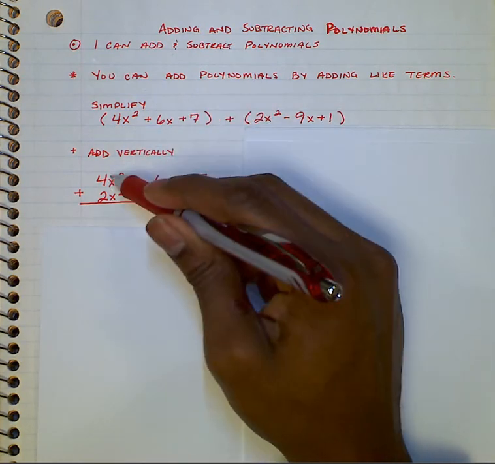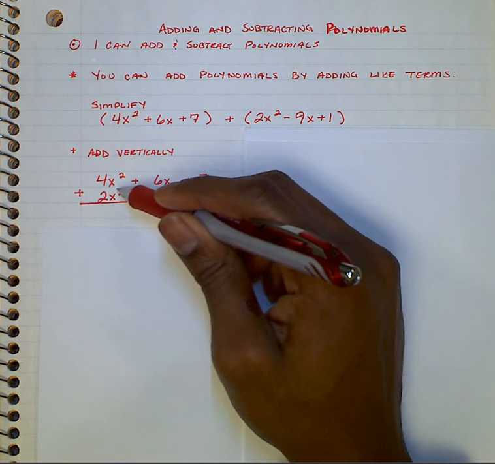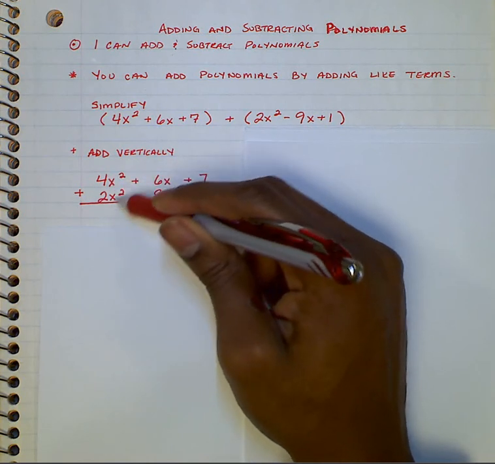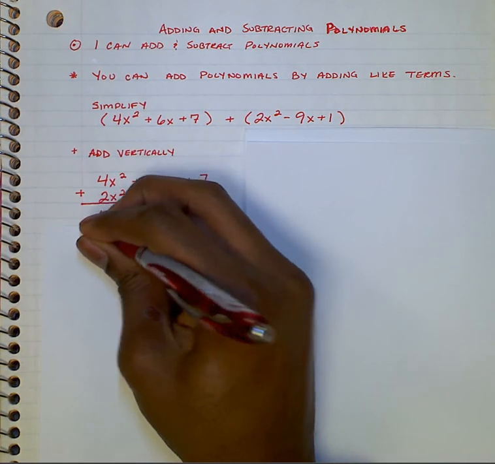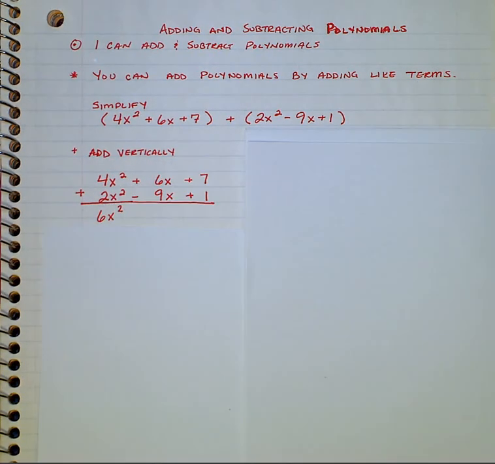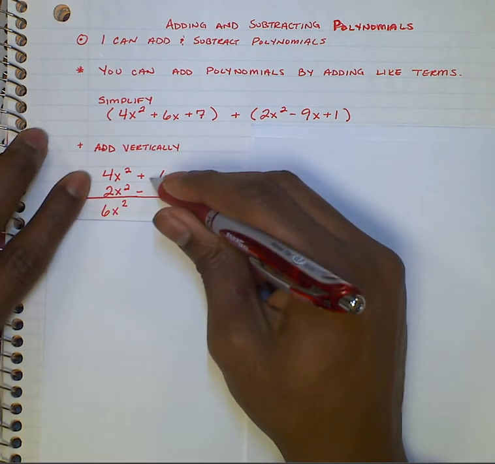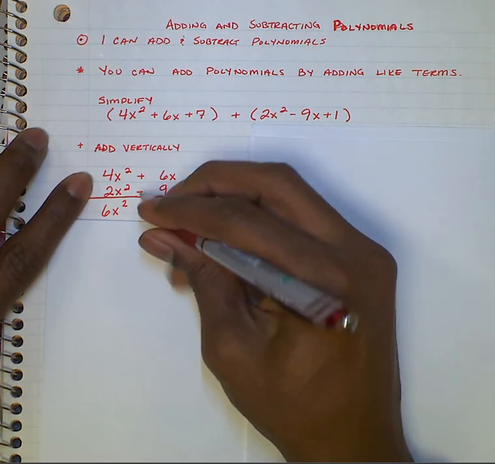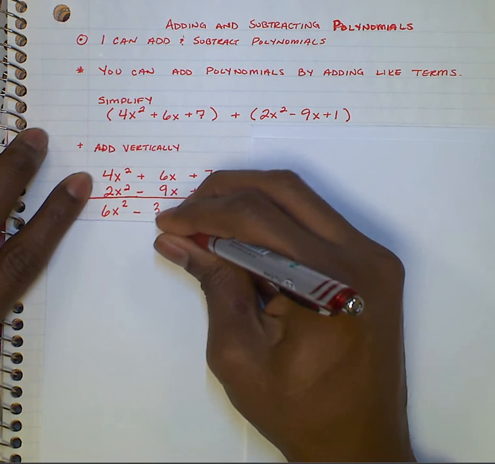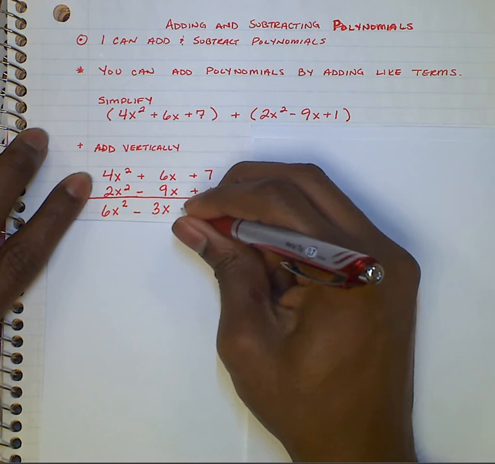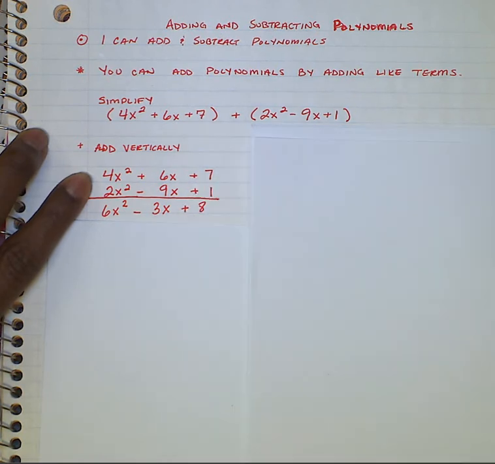We have 4x squared plus 2x squared. So I have 4 x squareds, and I'm adding that to 2 x squared. How many x squareds do I have? I have 6x squared. I have 6x plus negative 9x, or I can just think of it as 6x minus 9x, which gives me negative 3x. 7 plus 1 is positive 8. So as I add this together, this polynomial is 6x squared minus 3x plus 8.